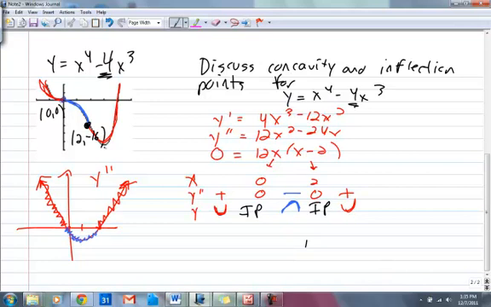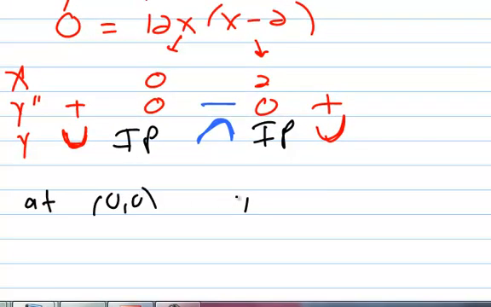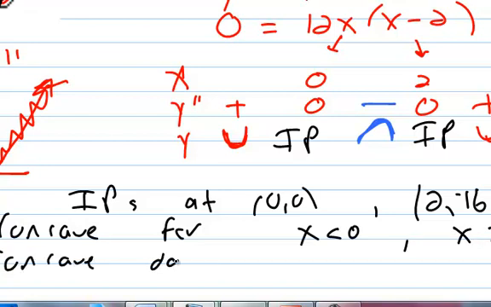Okay, so to summarize, I have 2 inflection points, changes of concavities, and that's 0, 0, and 2, negative 16. Concave up over the red intervals, so that's when x is less than 0 and greater than 2. And I have concave down for x on the blue interval between 0 and 2.